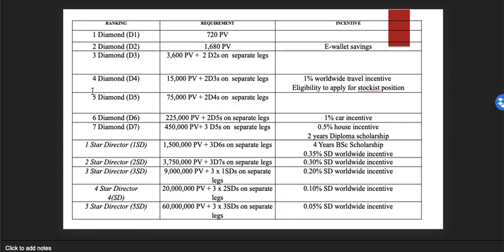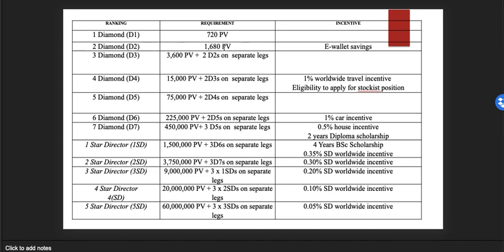Let's look at it closely. Diamond 1. Remember I said pre-diamond is anything before 720 PVs. From 720 PVs, you are a diamond 1. You have no incentive, and there's only 1 requirement, number of PVs. So if your entire team is all 720 PV, you're a diamond 1. Or if you alone came in and bought products worth 720 PVs, a platinum, you are also a diamond 1.